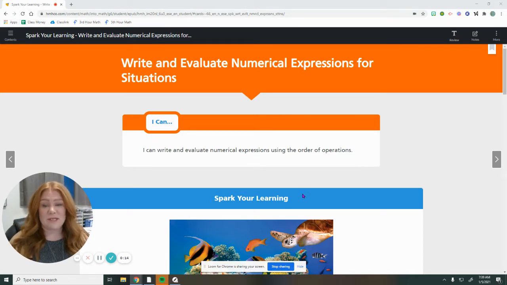So today we are going to be working on writing and evaluating numerical expressions when we use the order of operations. So we're going to write them out like a problem. This word evaluate means that we're going to solve. It's just another word for solve. And we'll talk about what a numerical expression is. So an expression just means it does not have an equal sign. And we have to follow those same mathematical rules when we are doing math problems.